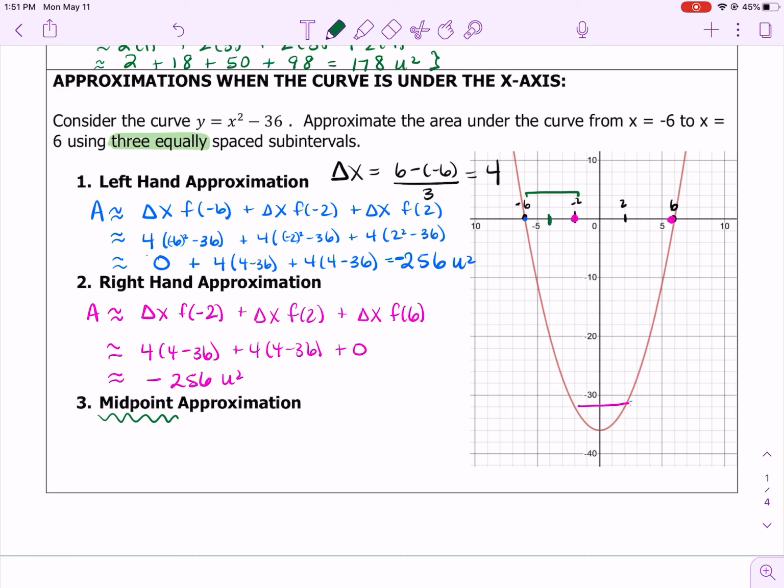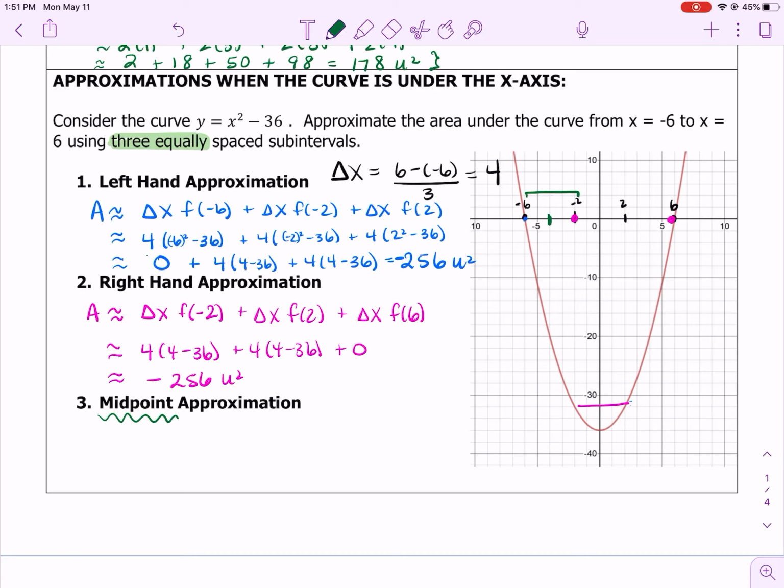Plus the last rectangle coming in from 4. Okay, 4 is the midpoint of 2 and 6. And using that value, the function there at 4, to give us the value of the rectangle, how far down it goes. So therefore, again, we have delta x times f of 4. That is the value for our area approximation. So again, we have 4 times. Don't forget, in this case, your negative 4 would go in parentheses, minus 36, plus 4 times 0 squared minus 36, and then plus 4 times 4 squared minus 36.